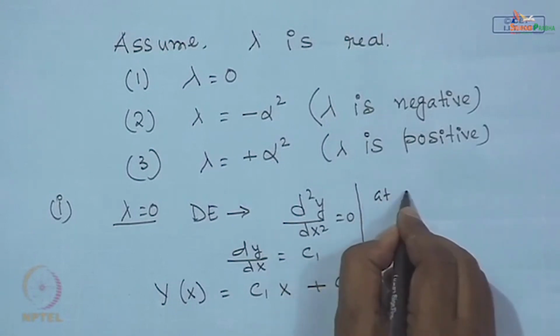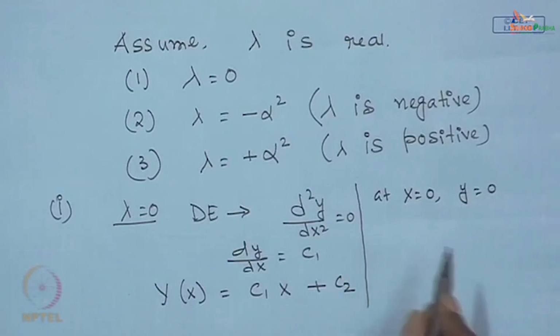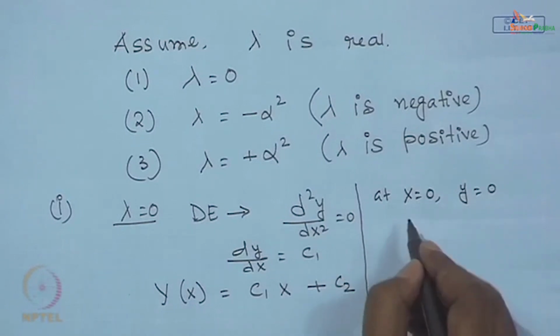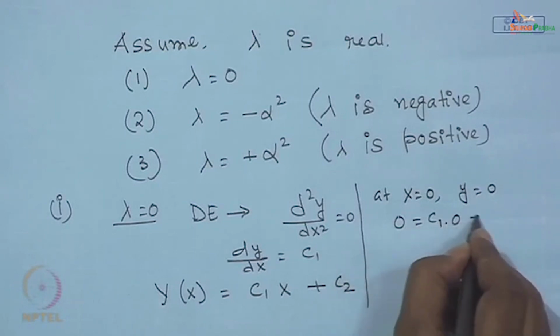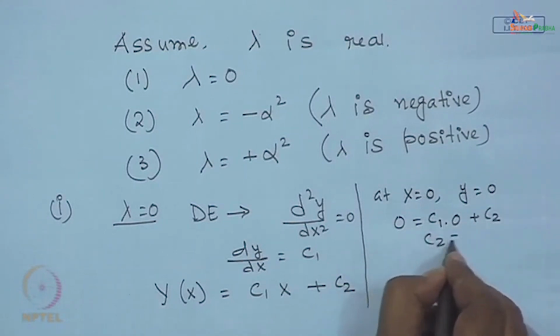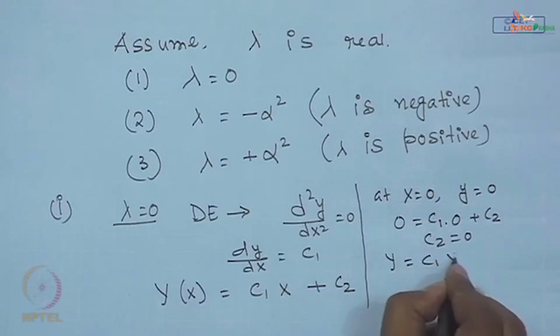Let us write down the two boundary conditions. At x equal to 0, y is equal to 0. If we put this boundary condition here, let us see what we get. 0 is equal to C1 times 0 plus C2. So, therefore, C2 is equal to 0. If C2 is equal to 0, the equation has now become y is equal to C1 x.